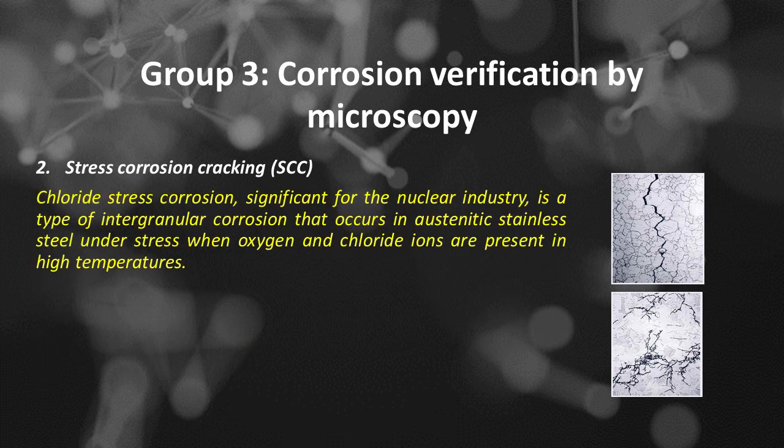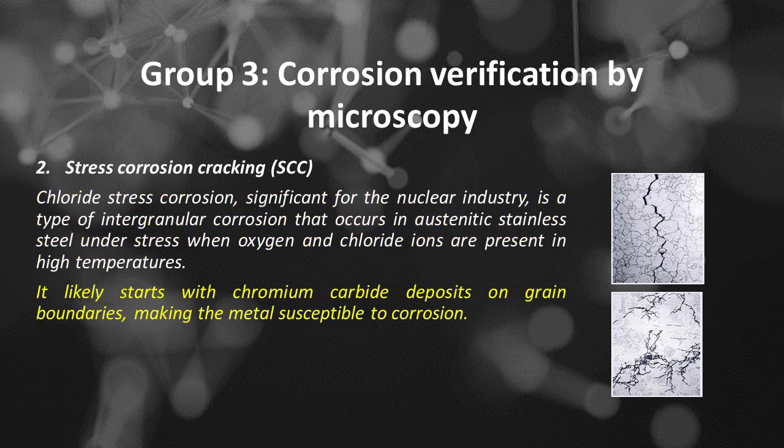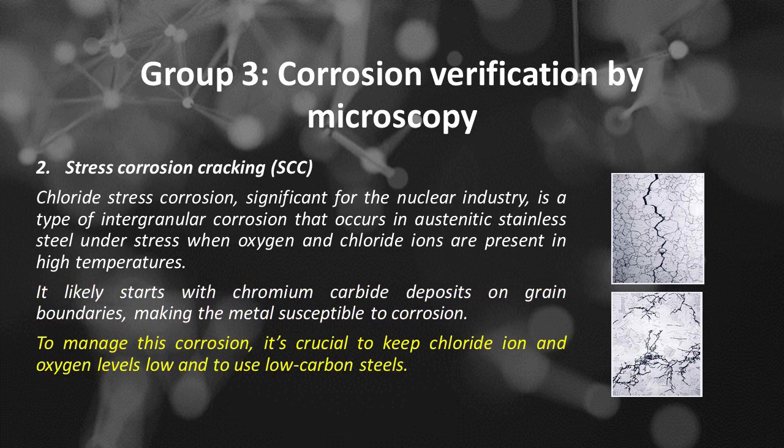Chloride stress corrosion, significant for the nuclear industry, is a type of intergranular corrosion that occurs in austenitic stainless steel under stress when oxygen and chloride ions are present in high temperatures. It likely starts with chromium carbide deposits on grain boundaries, making the metal susceptible to corrosion. To manage this corrosion, it's crucial to keep chloride ion and oxygen levels low and to use low-carbon steels.